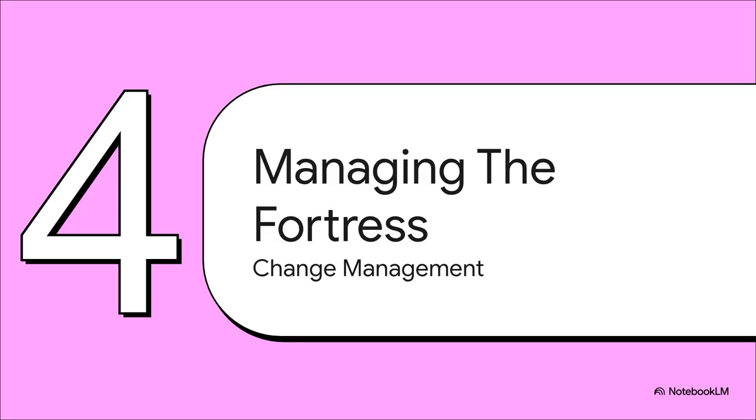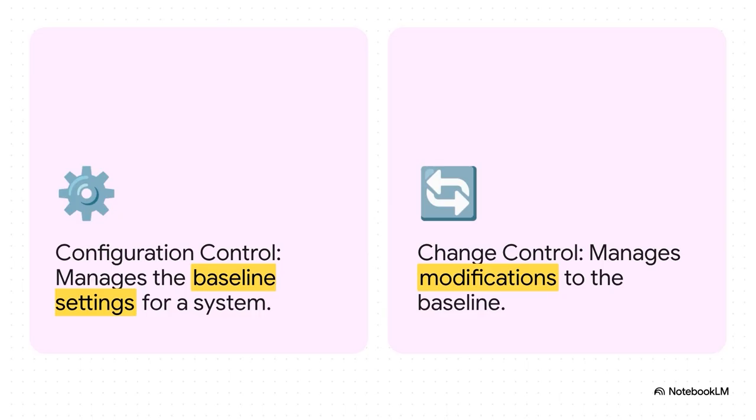So our fortress is built, the blueprints are crystal clear, the treasure's all been classified. The work is over, right? Not even close. A digital environment is constantly changing, so we have to manage that change very, very carefully. This brings up a really key distinction. On one hand, you have configuration control. That's all about making sure the fortress stays the way it was designed. No unapproved changes to the walls or windows.